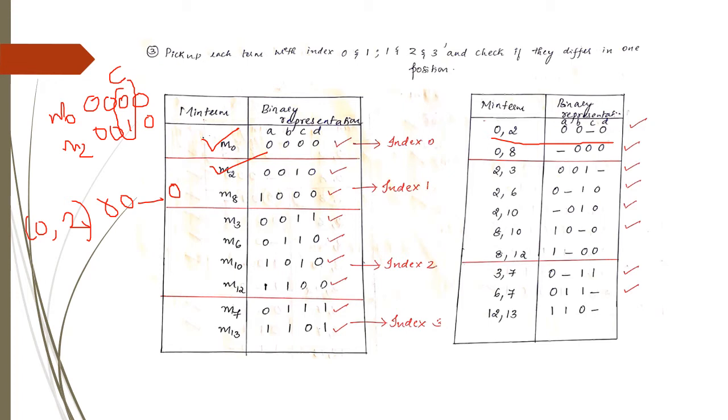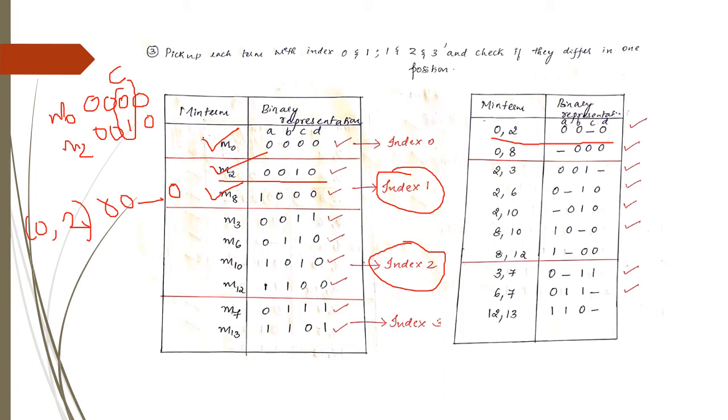So I have written as dash 0, 0, 0, and simultaneously I have put a check mark against M0 and M8. Same way, you have to check once, that is index 0 and index 1. So that is done. Next, you have to check index 1 and index 2, that is each term of index 1 with index 2.